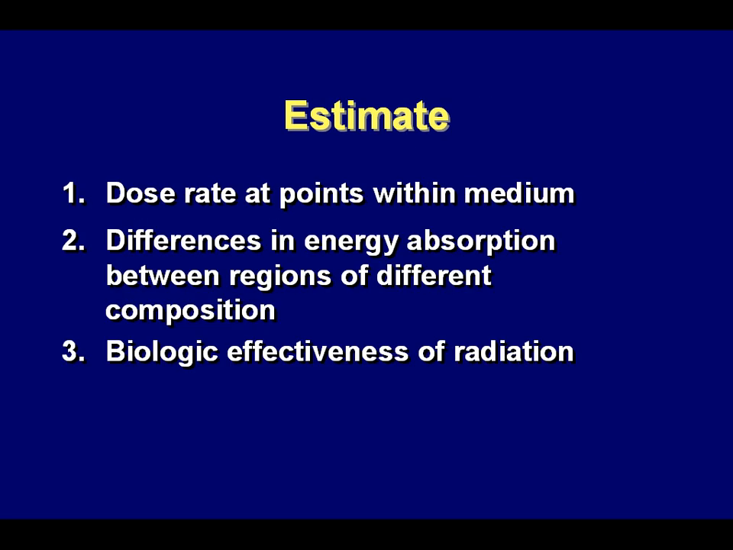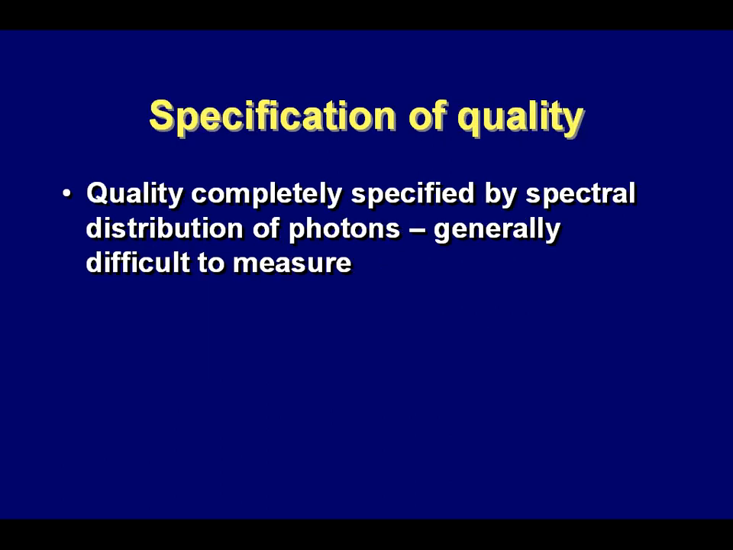Once we know radiation quality, we can estimate dose rate at points in a medium or the patient. We can estimate the differences in the energy absorption between regions of different composition, and we can also estimate the biological effectiveness of the radiation. We can specify quality completely by specifying the spectral distribution of the photons. Unfortunately, this is generally very difficult to measure.